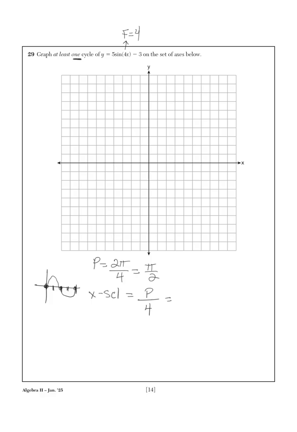So I'm taking my period, which is pi over 2, and I am dividing it by 4. Well, that looks gross, doesn't it? So remember, keep, change, flip. I'm going to change division to multiplication, and I'm going to flip this 4 over 1 and make it 1 over 4. So that's pi over 8. That's my x scale. All right, so what does that mean?